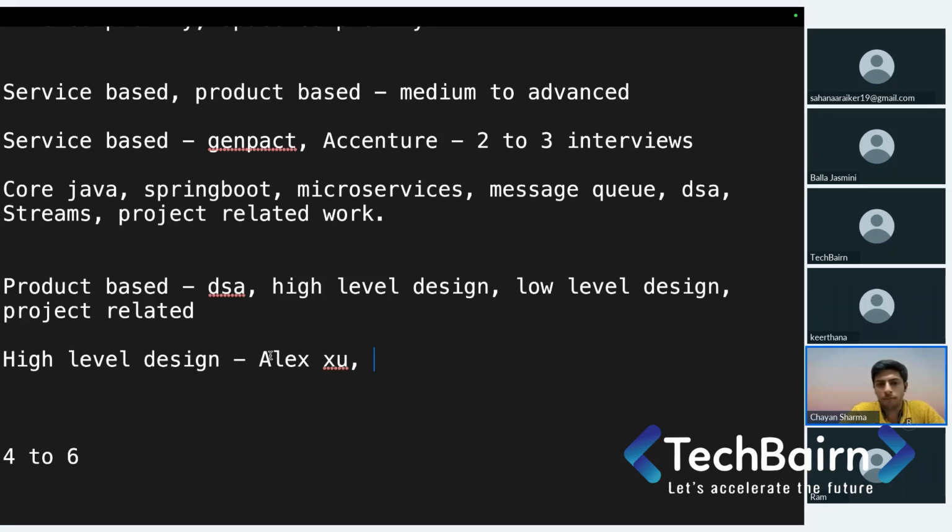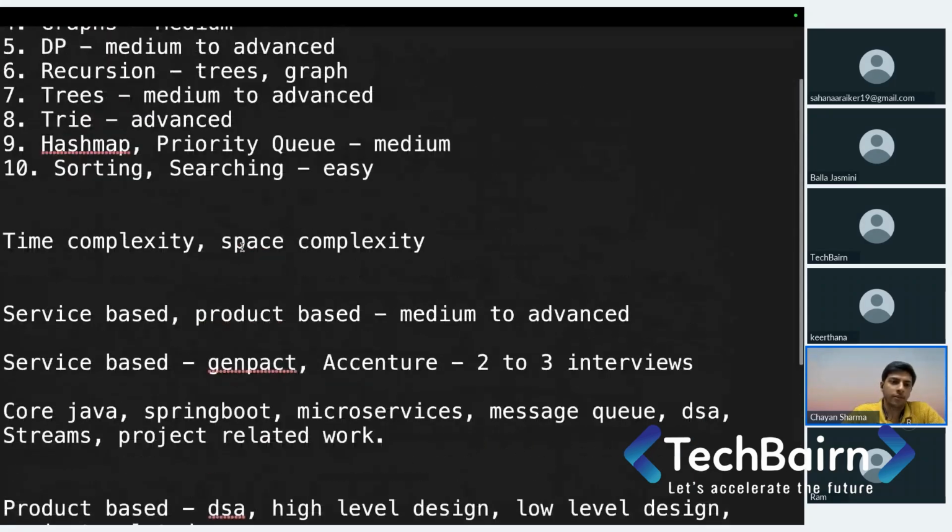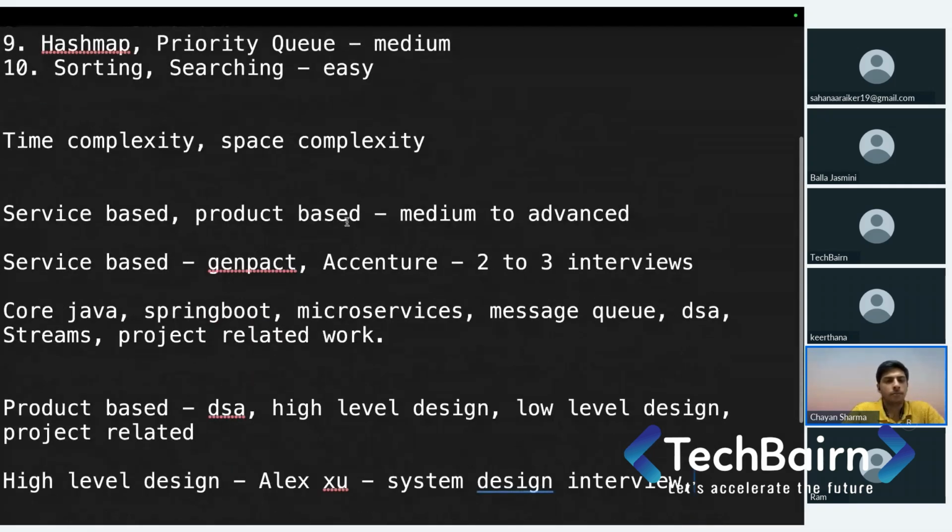Start with Alex Xu's System Design Interview book, where you'll get an overview of the topic. Spend just 10 to 15 minutes reading daily. That's enough.